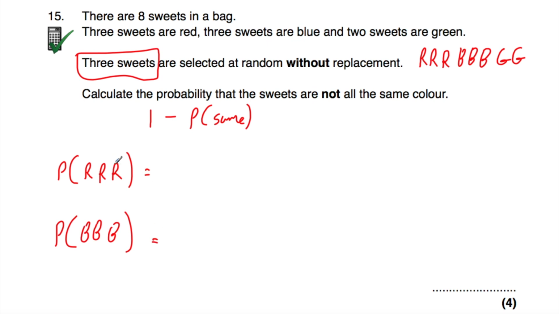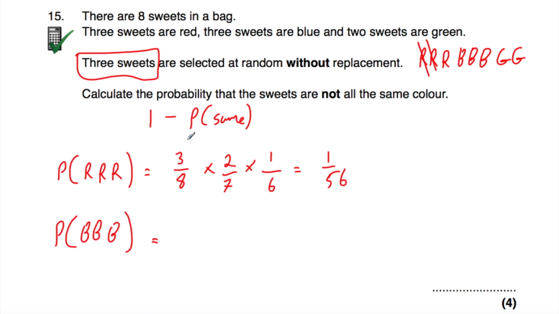So the probability of red, red, red. If we've got these 8 sweets in a bag, the probability that the first one is red is 3/8. Then if we take a red one out, the probability that the second one would be red is 2/7. And then when that one comes out, the probability that the last one is red would be 1/6. If we multiply them together, that will be the probability of getting 3 red sweets from the bag. So let's work this out. And that's equal to 1/56.